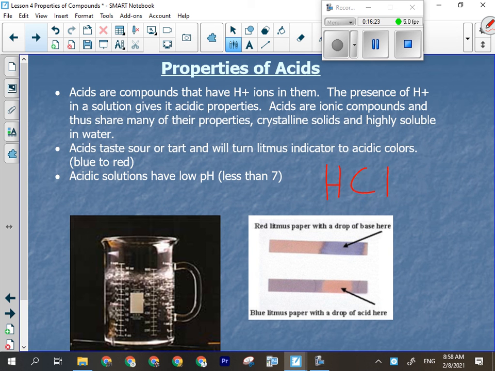Hydrochloric acid is a very common, strong ionic acid. This is actually stomach acid. Hydrogen chloride is stomach acid. When it goes into solution, it becomes H plus and Cl minus. By definition, any ionic compound that will donate H plus to the solution is an acid. The more H plus it will donate, the more acidic, or the stronger, the acid will be.